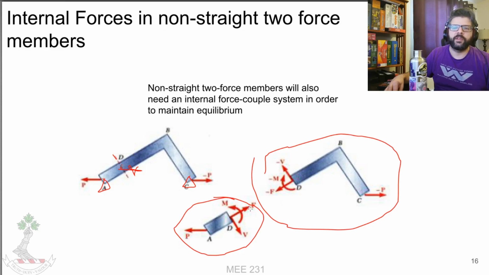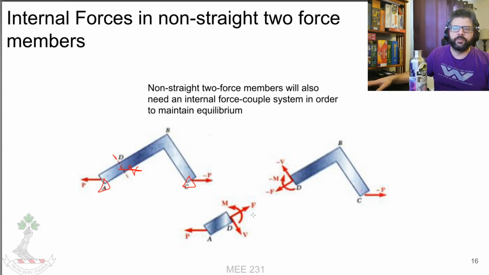So if we take this slice up here, in order to have this thing be in equilibrium, we're going to have some combination of axial force and shear force, and these two together are going to have a resultant that's equal to P here. Or F plus V needs to be equal to minus P. And then we're going to have a moment here in order to account for the fact that otherwise this here and this here form a force moment couple.